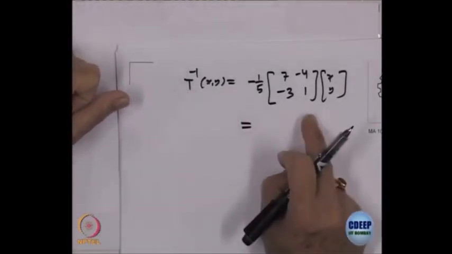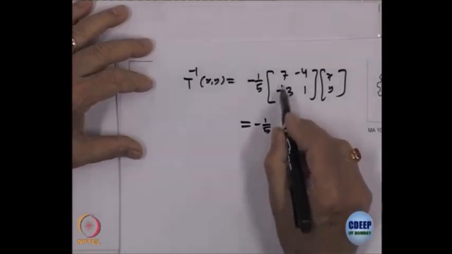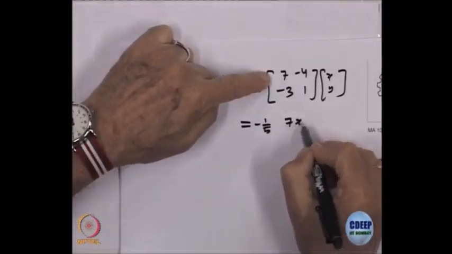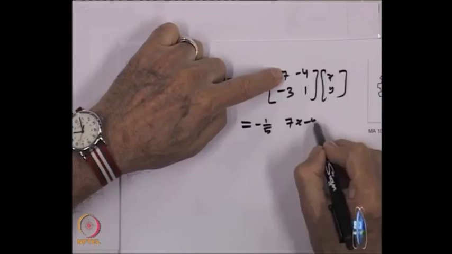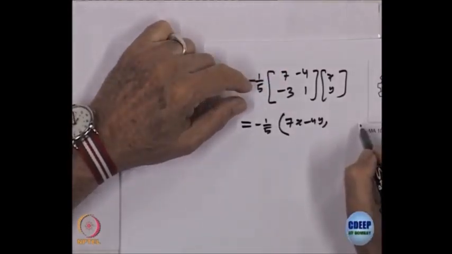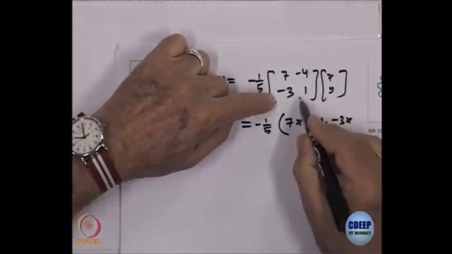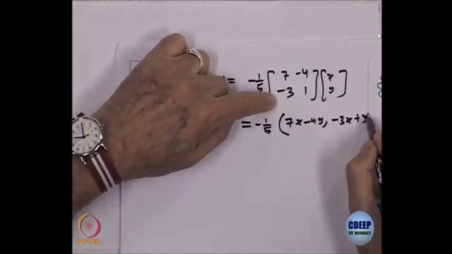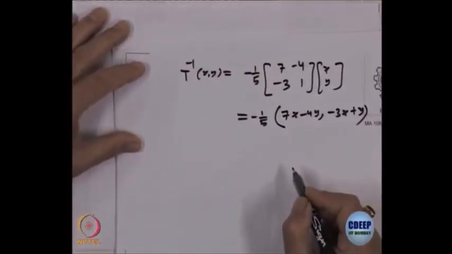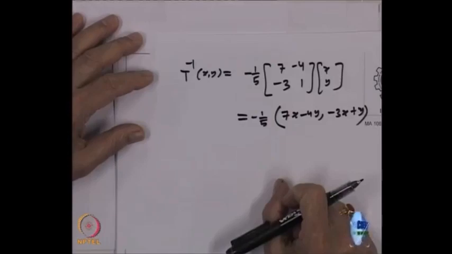So, that is the expression. Let us write minus 1 by 5. What will be 7x minus 4y? I am just writing it as an element in R2 instead of writing it as a matrix. What is the second? Minus 3x plus y, right. So, that will be the formula for the T inverse.